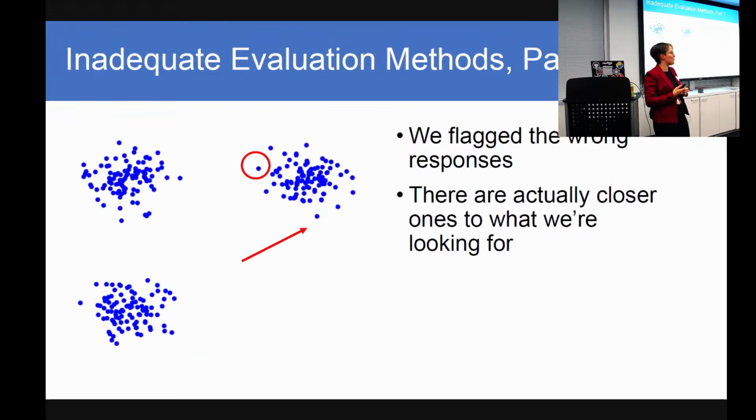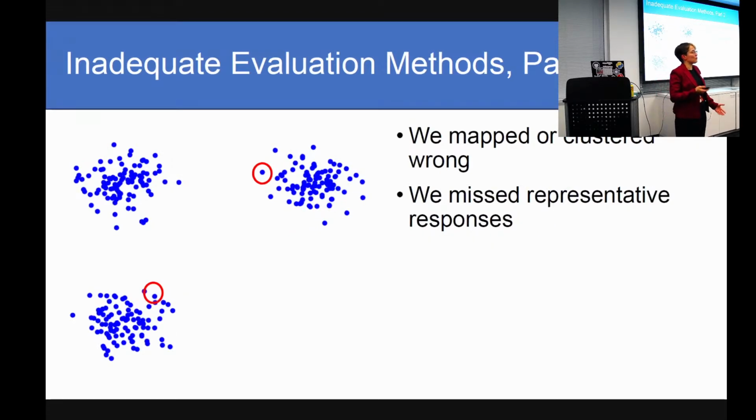Another way is inadequate evaluation methods. For instance, what if my metrics of closeness don't actually measure closeness, right? Here, I wanted to find that dot all the way over there, instead I found that dot all the way over there. So there were actually things that were closer to what I was looking for than what I was able to find. Or in the second method, I don't know what I'm looking for, but what I want to find is things from each of these clusters. But because I clustered wrong or I mapped wrong, I only find a couple. So I'm missing representative responses. So these are the two main ways that this breaks.